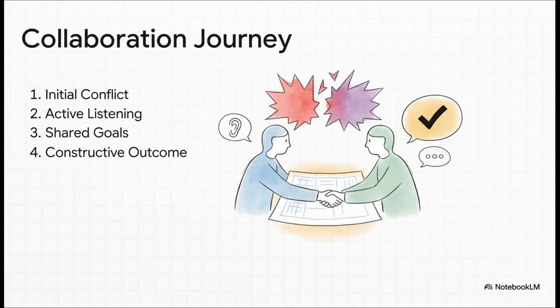Question 5, a total classic. Tell me about a time you worked with someone difficult. The key here is to show your emotional intelligence. You want to avoid personal complaints. Instead, focus on professional disagreements and how you used active listening and a focus on shared goals to get things back on track.